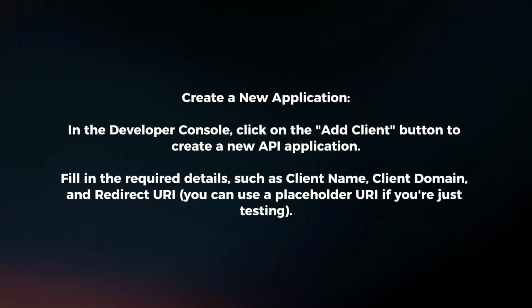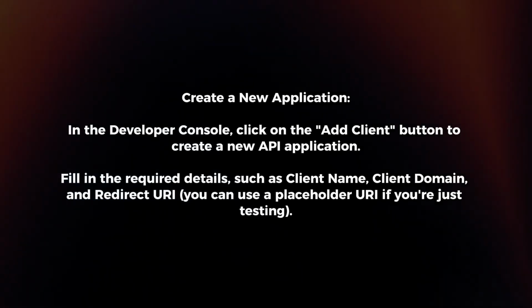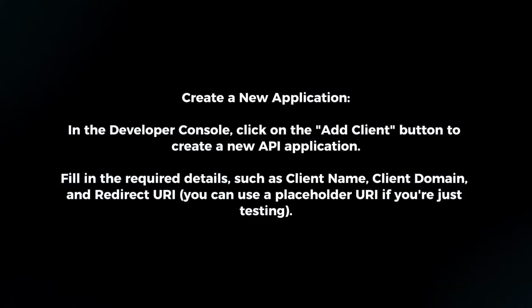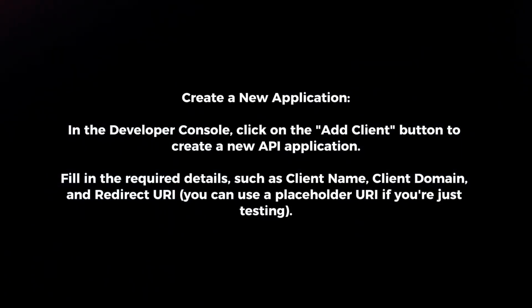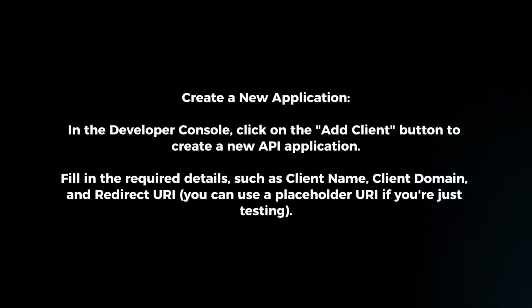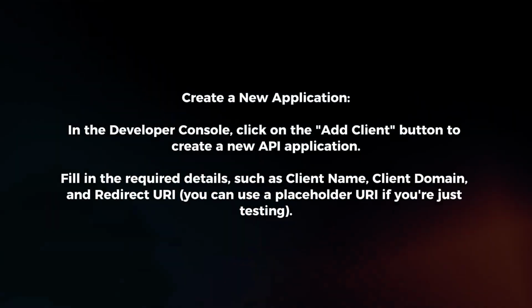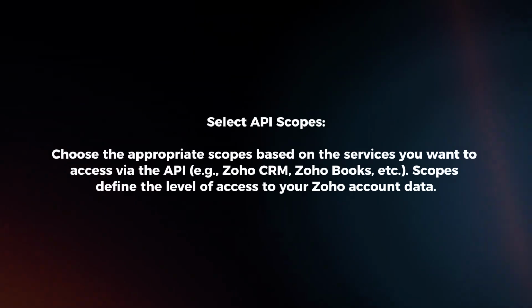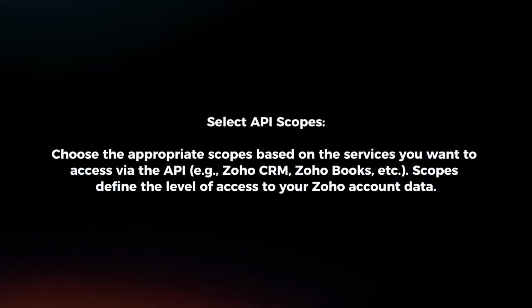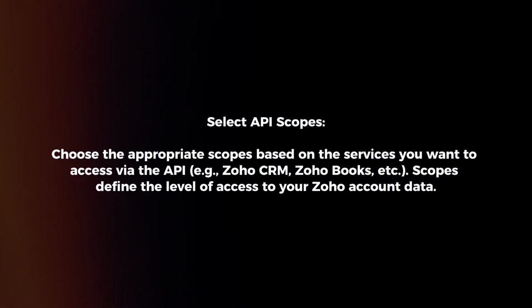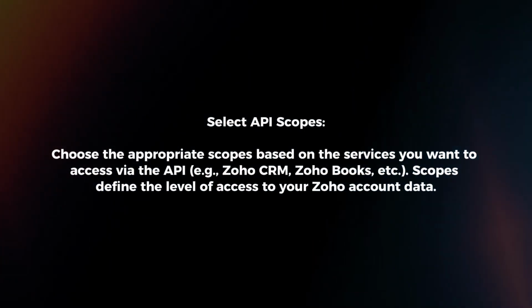Create a new application. In the Developer Console, click on the Add Client button to create a new API application. Fill in the required details, such as client name, client domain, and redirect URI. Select API scopes. Choose the appropriate scopes based on the services you want to access via the API. Scopes define the level of access to your Zoho account data.